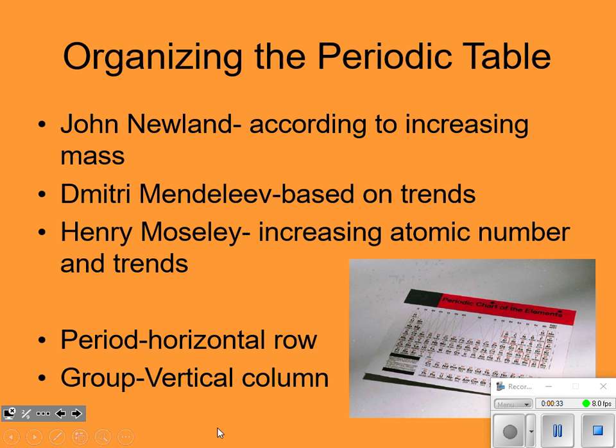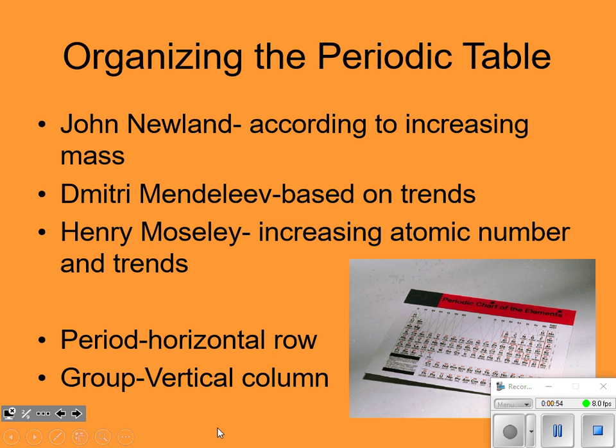All I'm trying to do is talk to students early on about how the periodic table was put together. Part of that you've already seen, the SPDF orbital, why it has the shape that it does. Again, John Newland started off by organizing according to average atomic mass. However, if you paid attention to the periodic table, between tellurium and iodine, the mass actually decreases. So does cobalt and nickel.